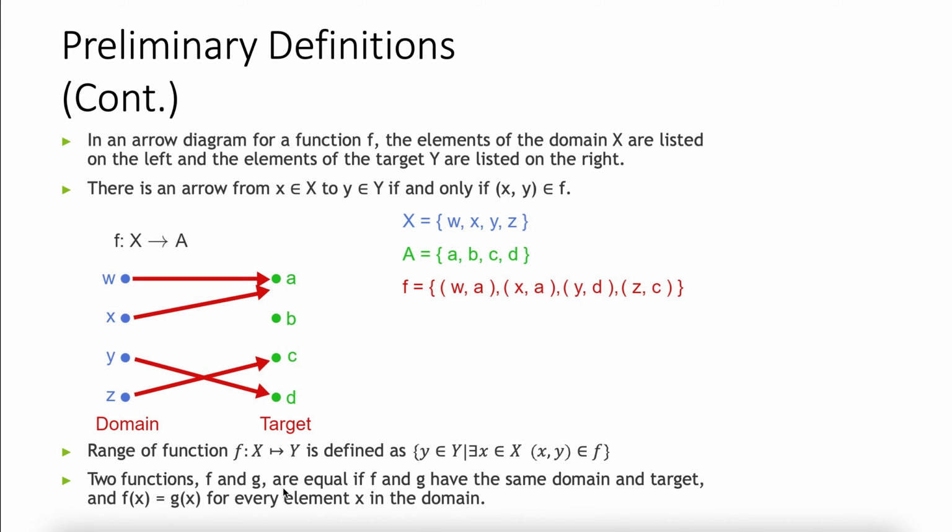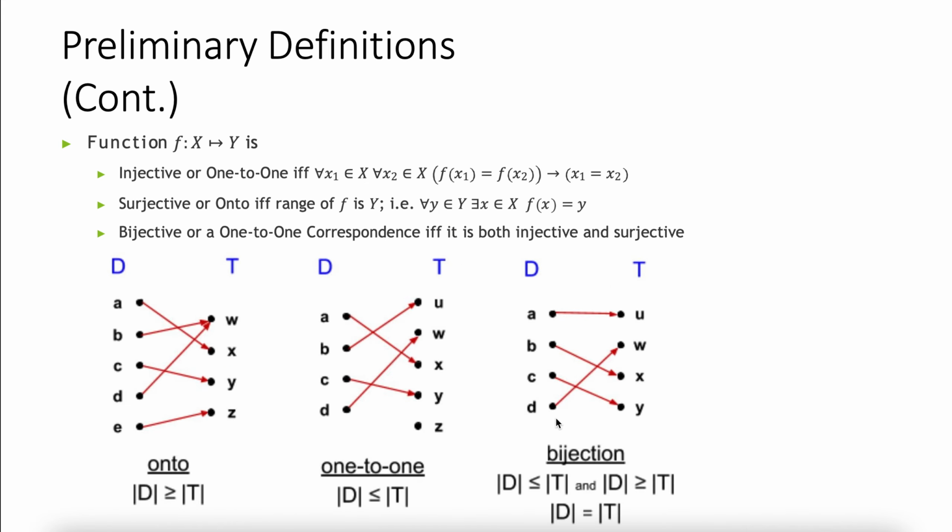So two functions f and g are equal if and only if they have the same domain and target, and this is true of every single element within that domain. You also have injective or one-to-one functions where x1 belongs to x, x2 belongs to x, if that is true, and you can see that right here.